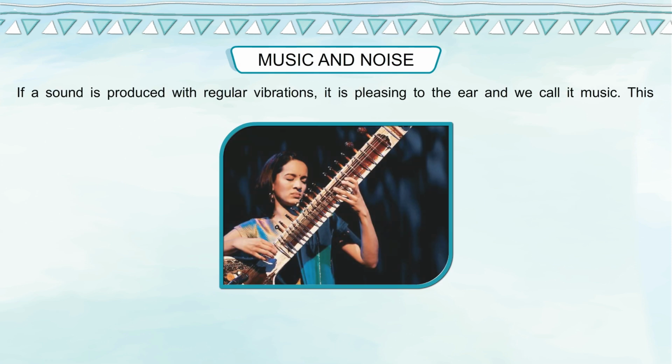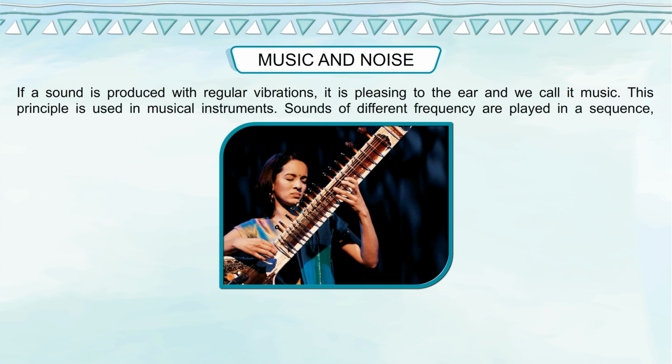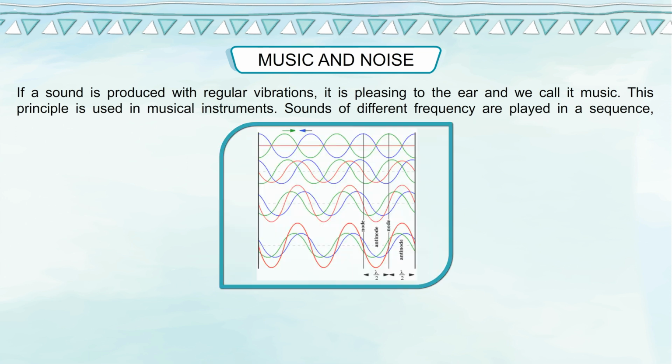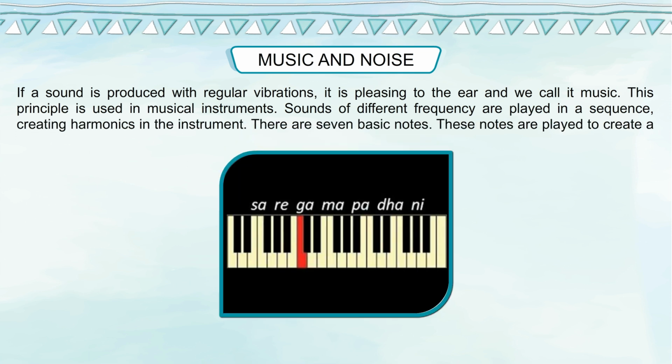Music and noise. If a sound is produced with regular vibrations, it is pleasing to the ear and we call it music. This principle is used in musical instruments. Sounds of different frequency are played in a sequence, creating harmonics in the instrument. There are 7 basic notes. These notes are played to create a musical octave. Sa, re, ga, ma, pa, dha, ni.